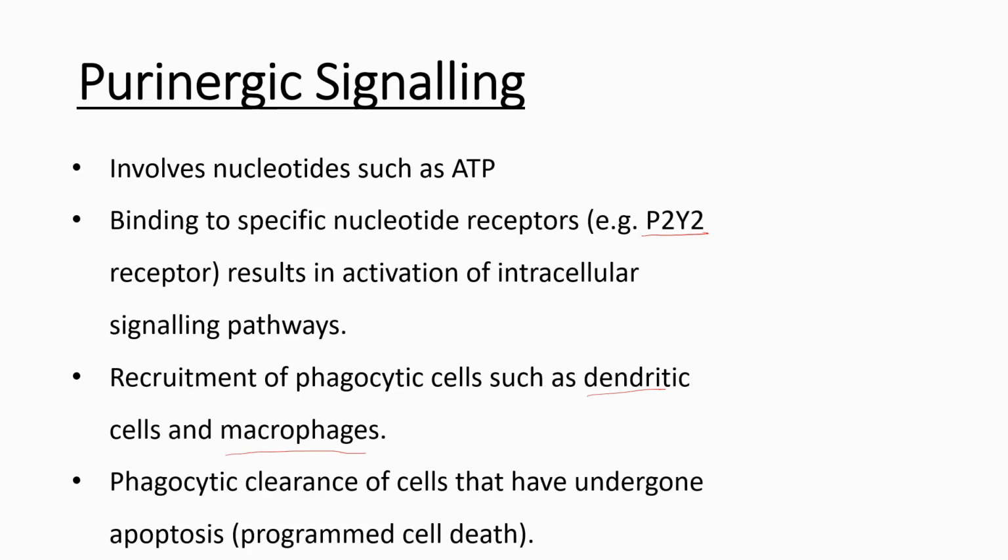And so this is a very important and a relatively new area in biology. This kind of signaling is also important in certain features of regulating the heart and also regulating nerve impulses.